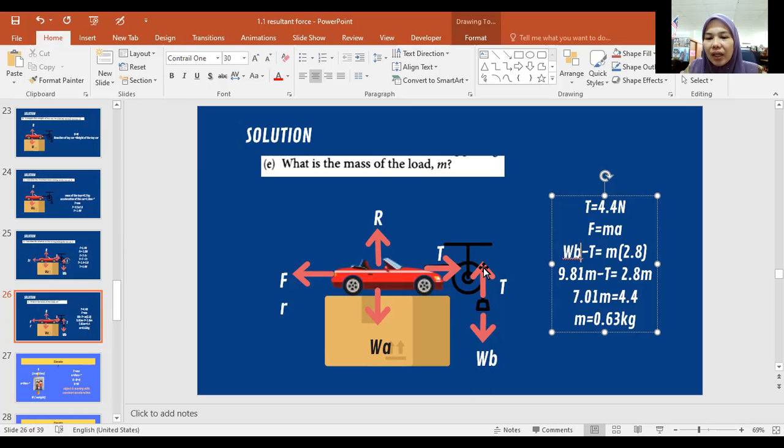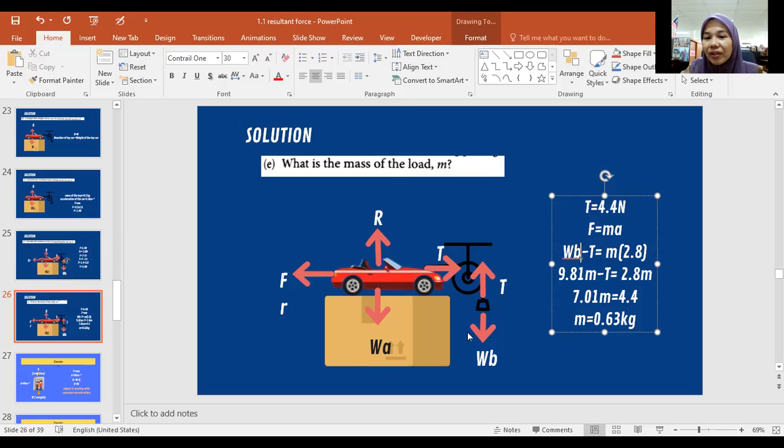If the object accelerates downward, that means WB is greater than T. On the first free body diagram, T is greater than friction. But for the second free body diagram on the load, WB is greater than T. Why? Because it accelerates downward. We have to consider one by one. Actually this is one system, but it is easier for you to calculate one by one.